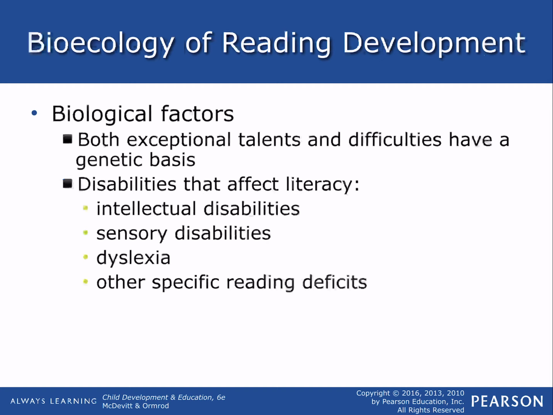There are genetic bases for exceptional verbal ability and kids who have difficulties. So here are some disabilities that affect literacy. Intellectual disabilities, sensory disabilities, so obviously the ability to see, things like that. And then dyslexia, which is when you screw up your words, your letters are backwards and stuff. And then you can have processing issues, processing speed issues, aphasia, those kinds of things.